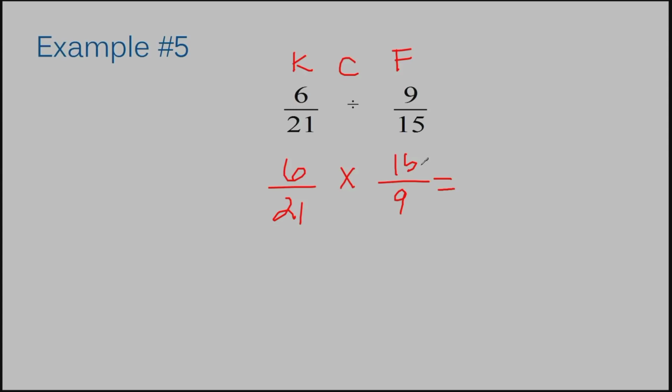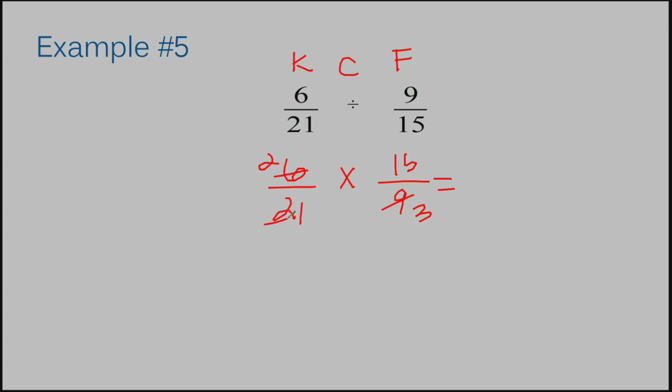When you cross cancel, you usually work on the diagonal, okay? So I can say, what can go into 6 and 9? And I know 3 can. So I'm going to cross this out and say 3 goes into 6 2 times. 3 goes into 9 3 times. I'm going to do the same over here. It looks like 3 is the same number that can go over here as well.